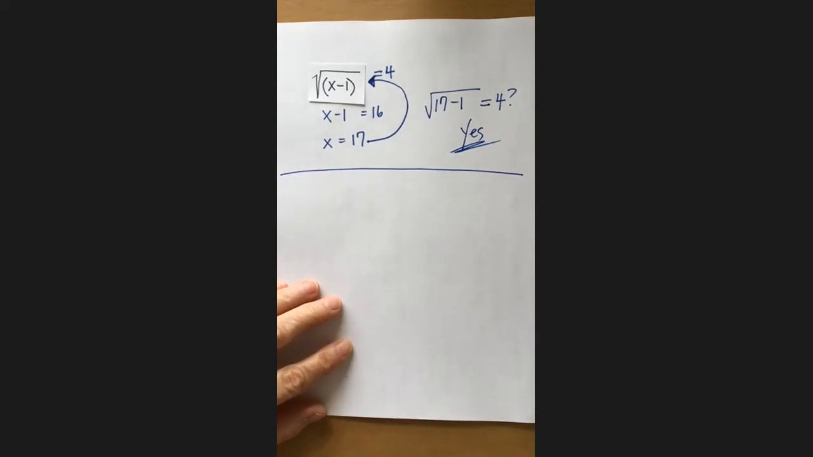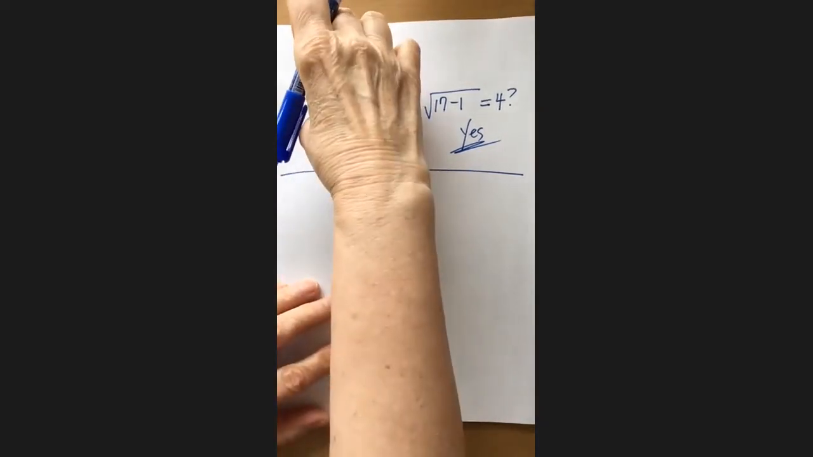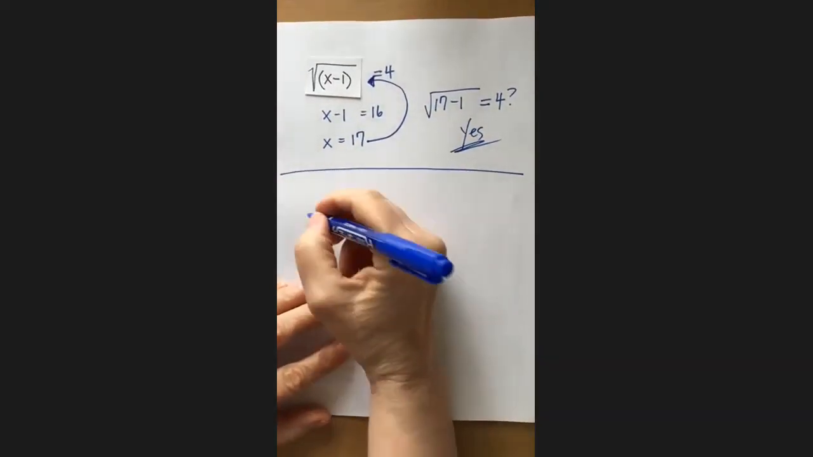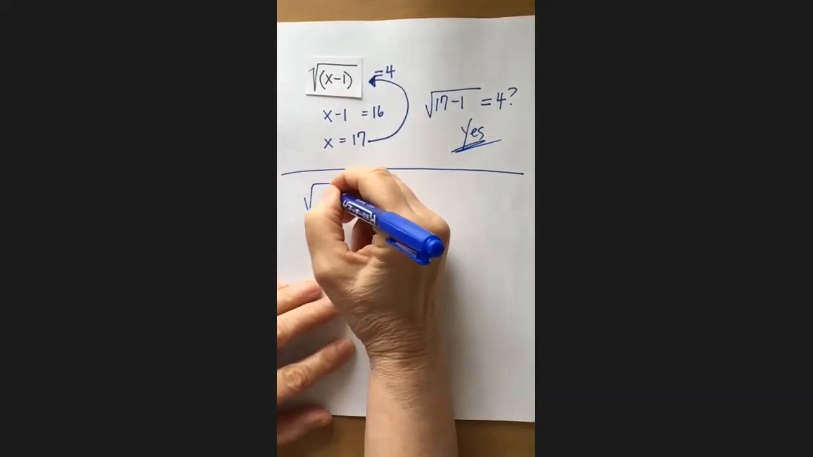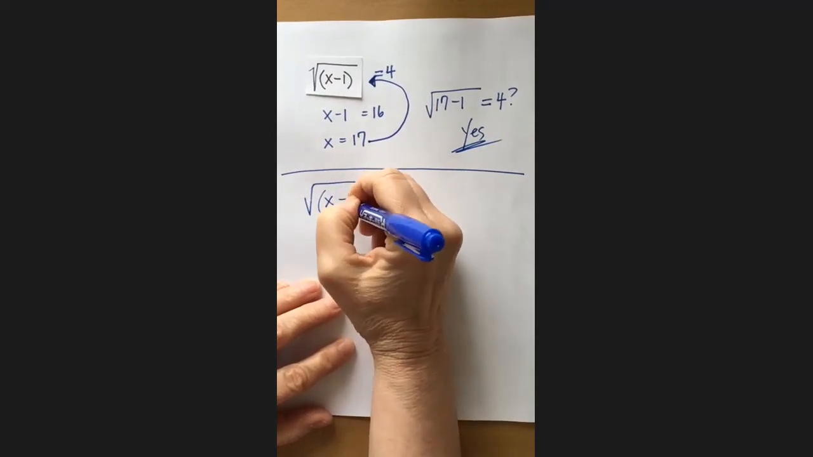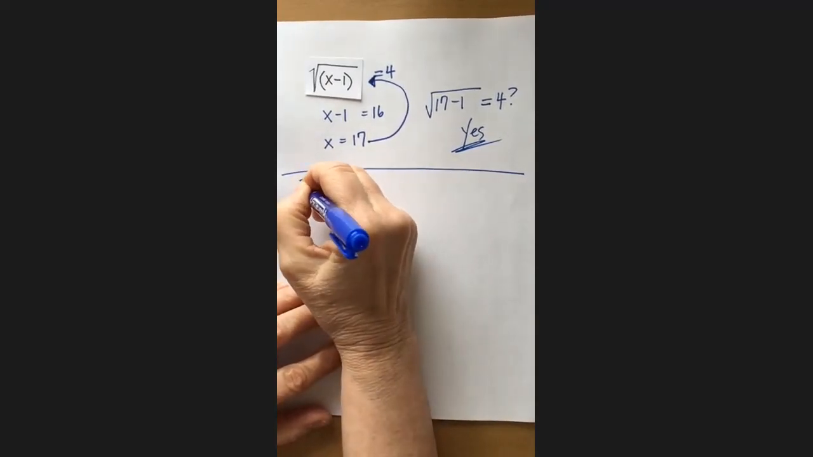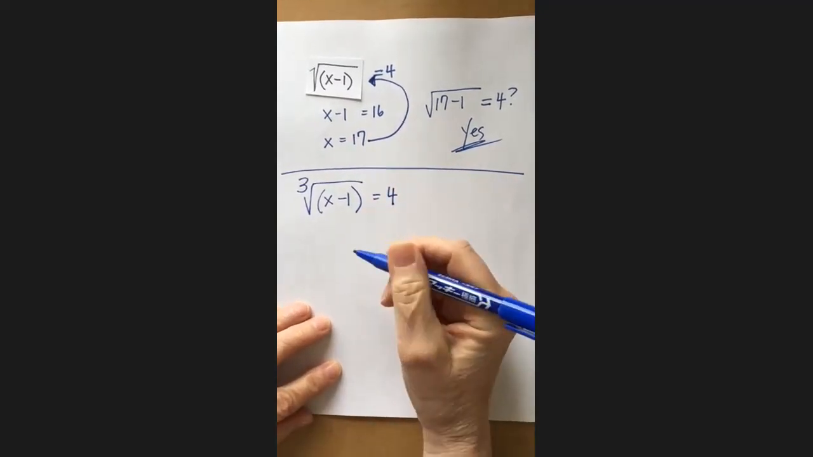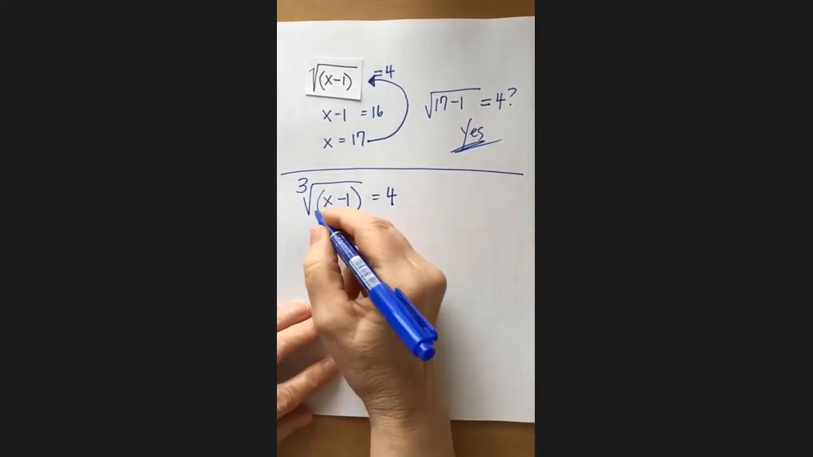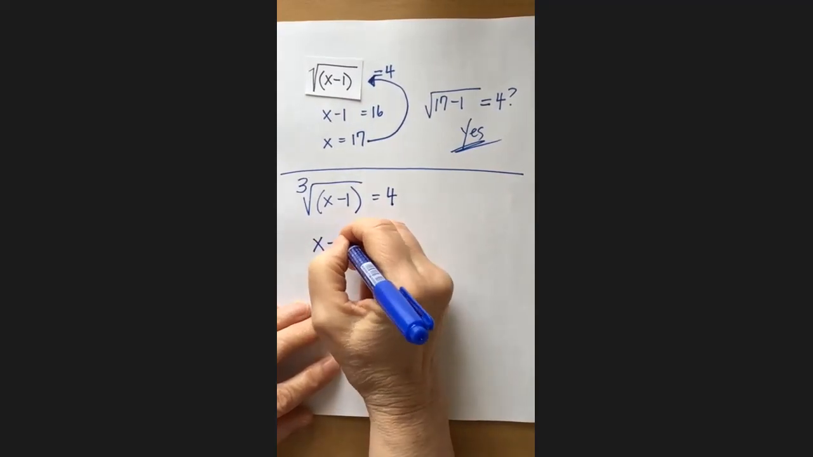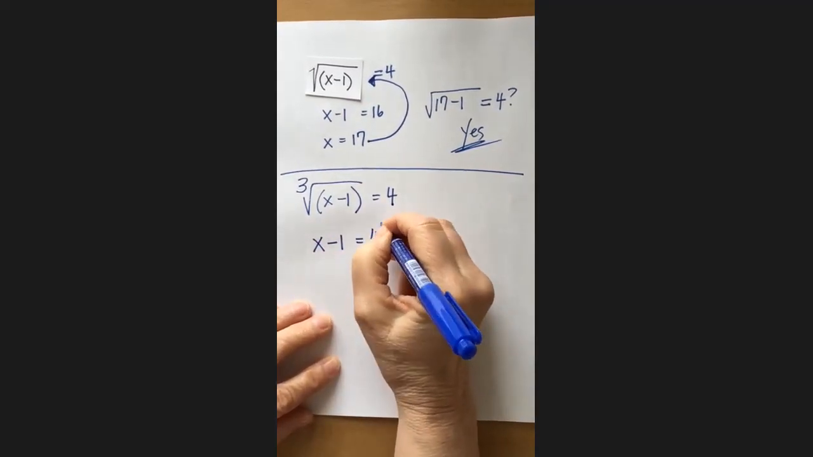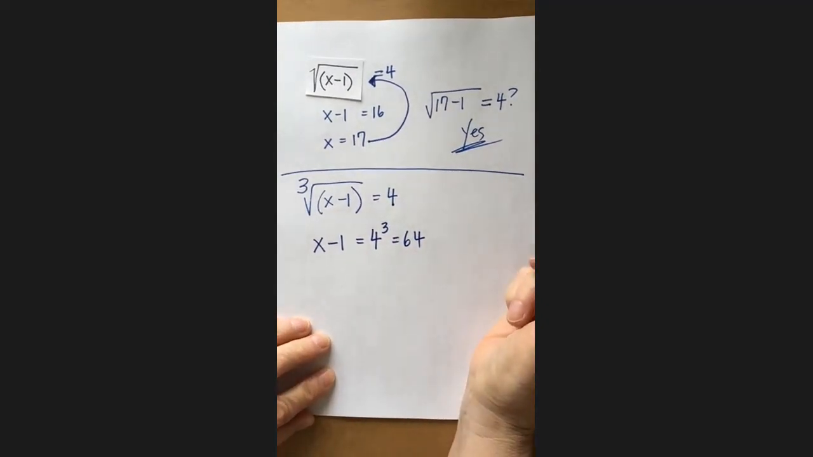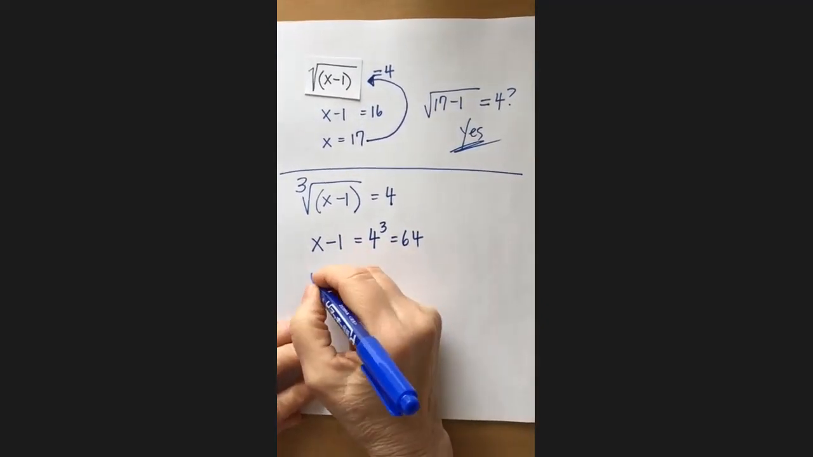So now here's the same equation. In fact, I'll leave that up there so you have it, and I'll just rewrite it. Here's x minus 1, but this time we're going to take the cube root, make that real prominent, equals 4. And what do we do? We cube both sides. So we get x minus 1 equals 4 cubed equals 64. And then we solve using our algebra skills, just like before.